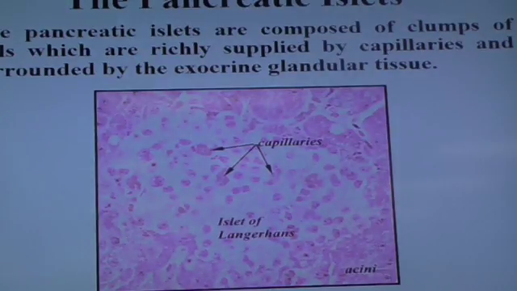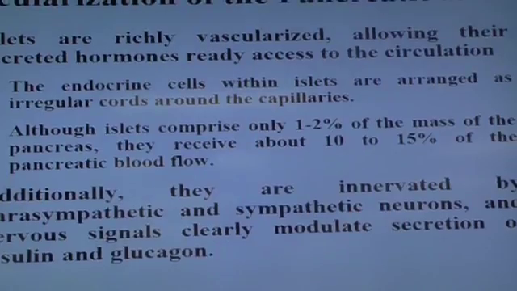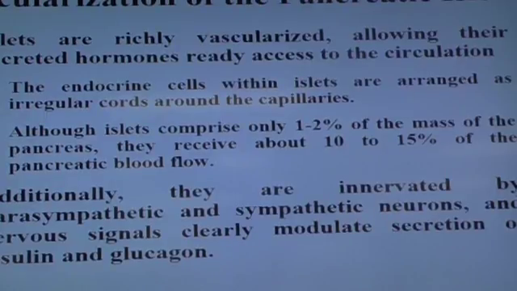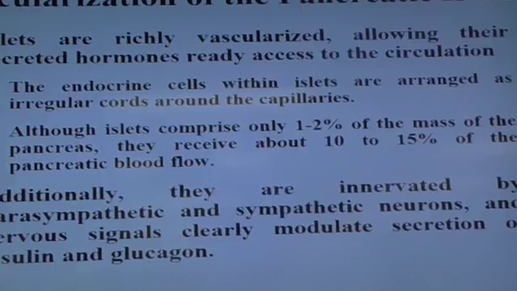As far as the islets are concerned, as we said, they're composed of clumps of cells, and they're richly supplied by capillaries, and basically those capillaries are very close to fenestrated capillaries, so again it facilitates getting the hormonal secretions into the vascular system. As far as the vascularity, even though they're only about 1 to 2% of the mass of the pancreas, they get up to about 15% of the total blood supply that goes to the pancreas. So proportionally, they get a very high level of blood coming to them.